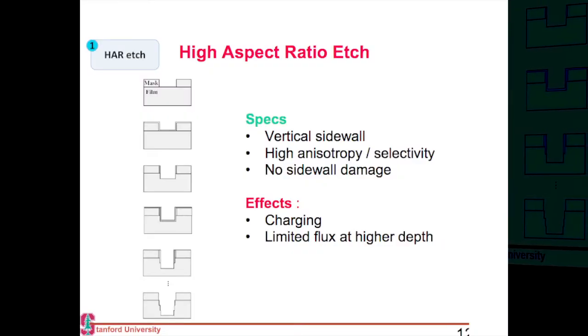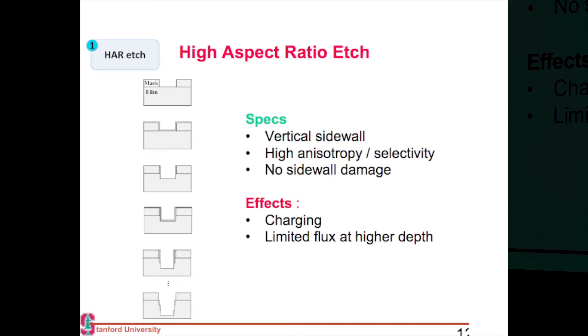Right, so how do we make these high aspect ratio structures? One is how to etch them. We want this etch to be as vertical as possible. If you have a wet etch, it goes as much vertically as it goes in the horizontal direction. So what you need is a very high anisotropy etch with very good selectivity. You want these sidewalls to be as vertical as possible, and you don't want to damage these sidewalls either.